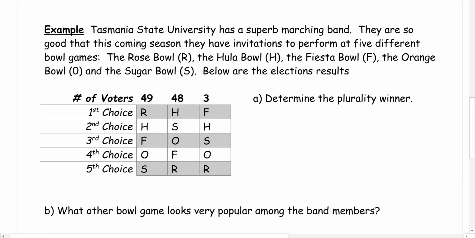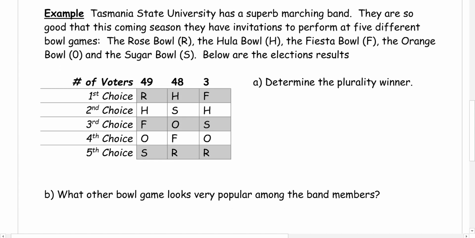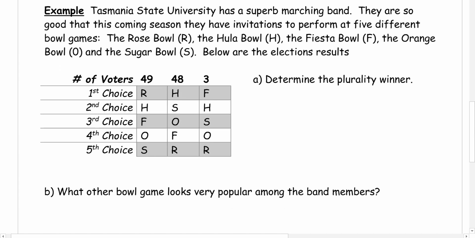In this example, the Tasmania State University has a superb marching band. They are so good that this coming season they have invitations to perform at 5 bowl games: the Rose Bowl, the Hula Bowl, the Fiesta Bowl, the Orange Bowl, and the Sugar Bowl. Below are the election results. They wanted to vote on which one of these bowls they should attend, because they can only afford to go to one of them. And we want to determine the plurality winner.